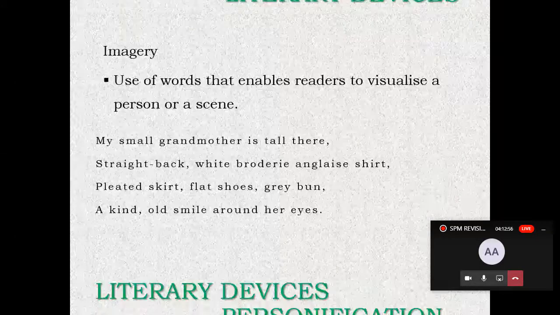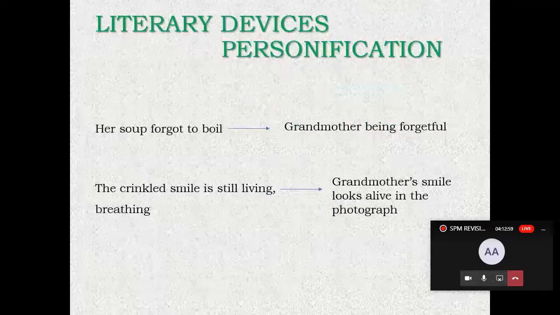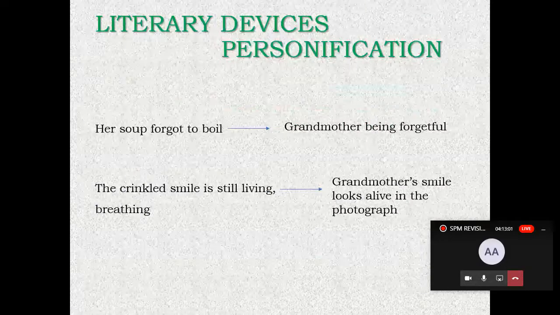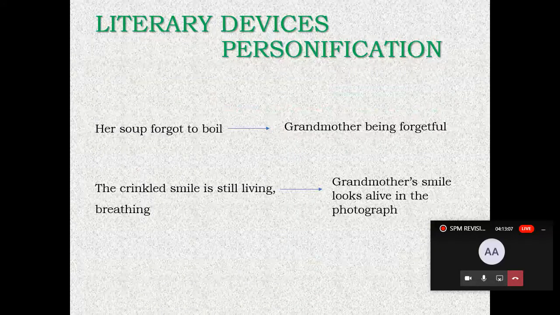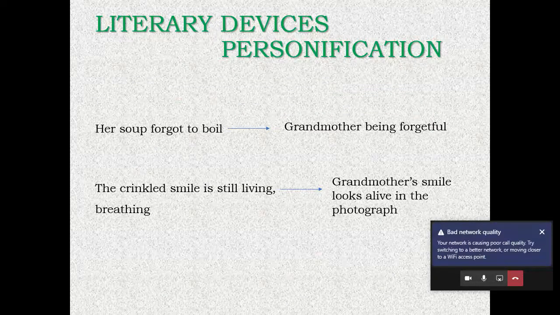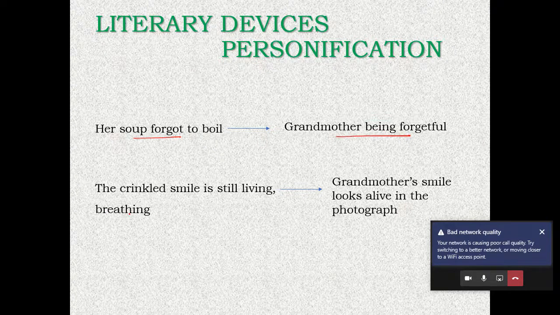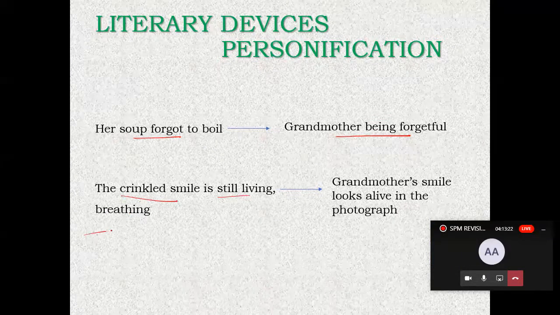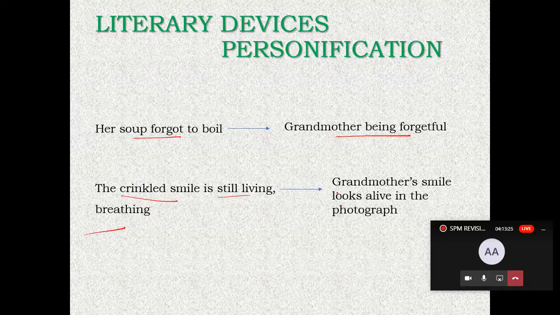Okay? And then you have personification. Personification is using words to make it sound like a person, right? Her soup forgot to boil. It's not like the soup has actually forgotten. The soup is given a human voice. Sorry, personification is giving a human voice to a non-living thing. So the soup forgot to boil means that the grandmother is being forgetful. The crinkled smile is still living and breathing. So the grandmother's smile looks alive in the photograph.